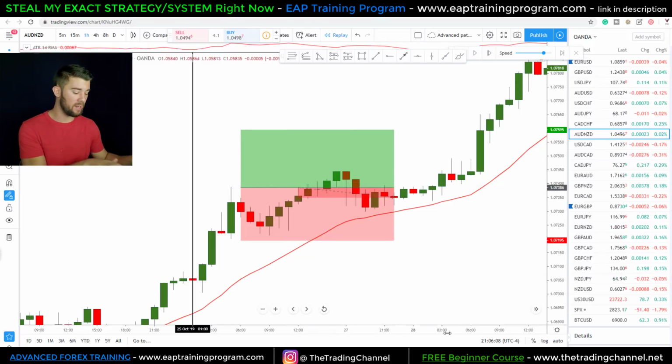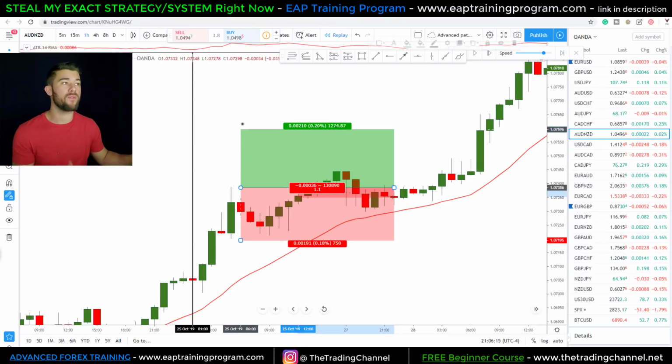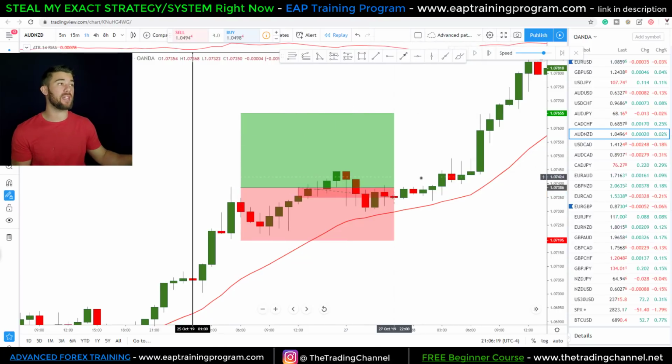Remember, we entered the trade over here. This is our entry. So after the entry, we didn't get anywhere close to our stop loss, and we have a 1.4 to 1 risk reward on this specific scenario. And that's what that trade looks like.